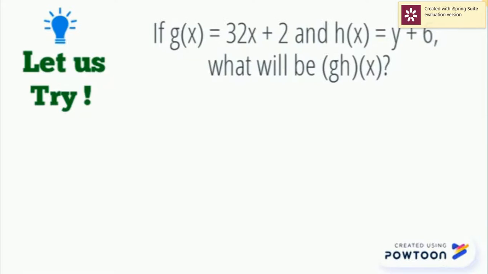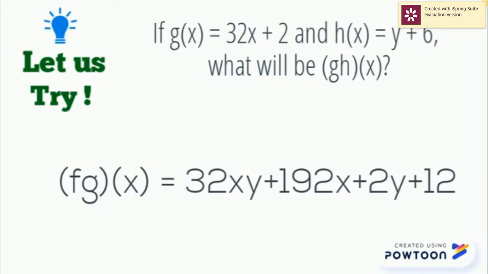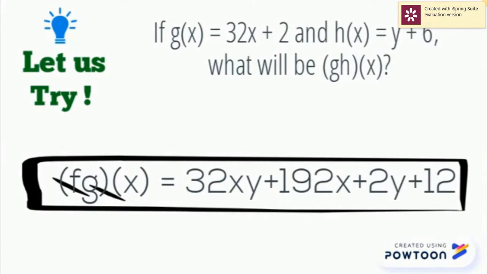If g of x is equal to 32x plus 2 and h of x is equal to y plus 6, what will be g times h of x? Your answer should be 32xy plus 192x plus 2y plus 12.